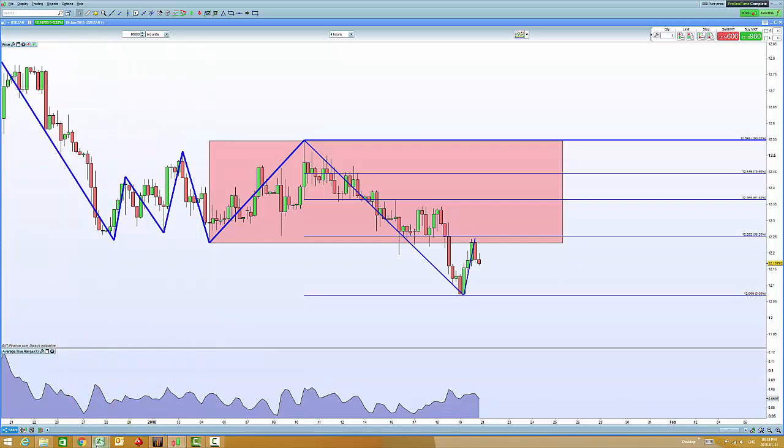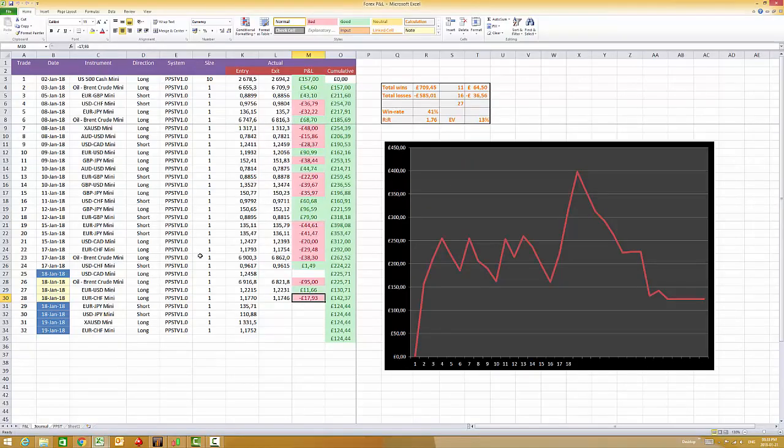Where are we at the moment? Let's pull that up. On the closed positions, on a net basis, we're about £124. That's 1.24%. So a bit of a modest return, but not too bad for 21 days into January for the year.